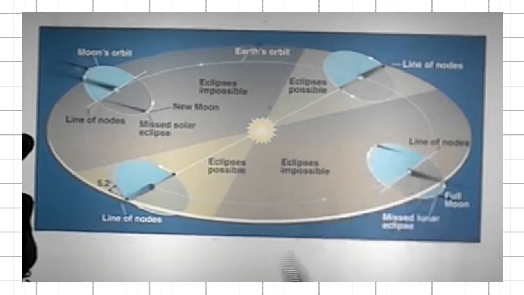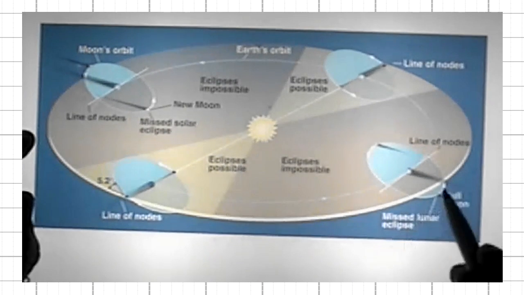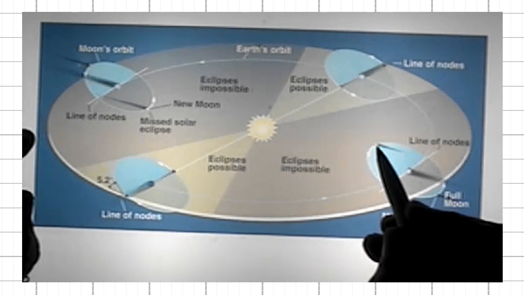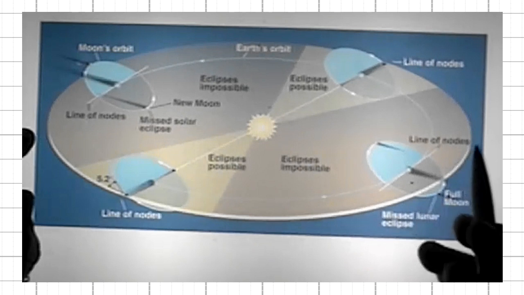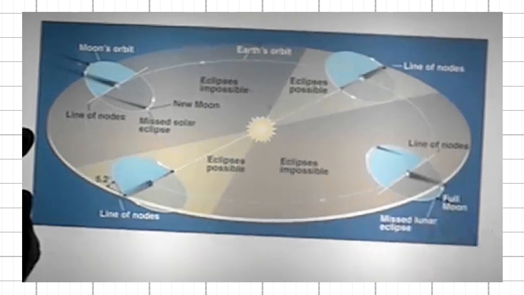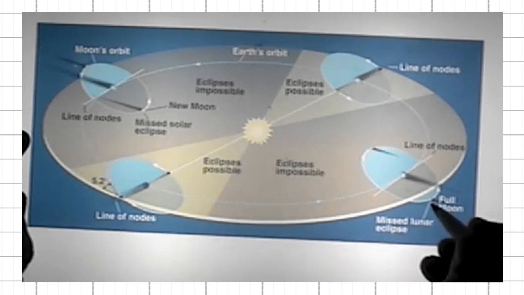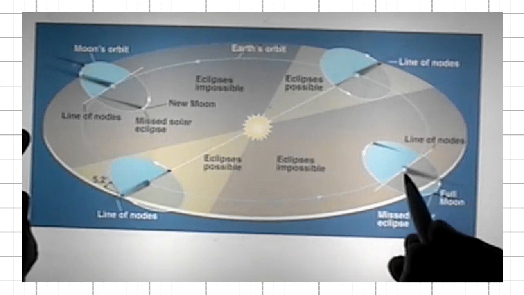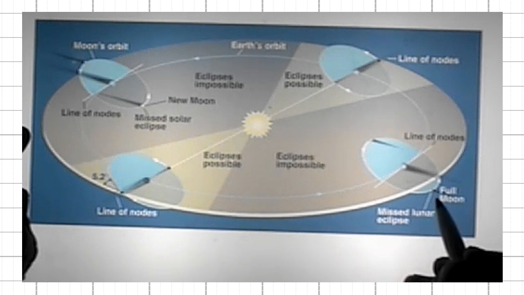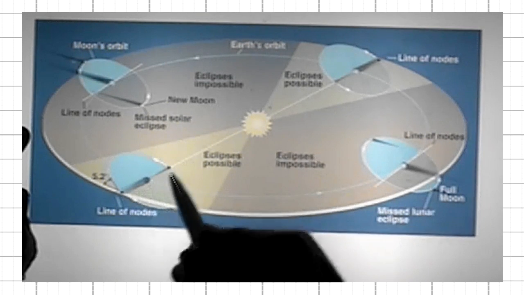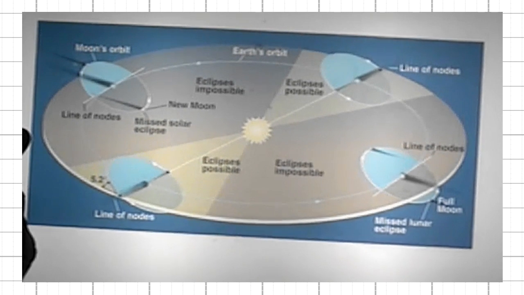The same is the situation here. The line of nodes is not pointing towards the sun. So again, when the moon is new, that is when it is between the sun and the Earth, its shadow misses the Earth. Okay? So it's not possible to get the solar eclipse. Also, when the moon is full, the Earth's shadow misses the moon, and therefore we cannot have the lunar eclipse. But when the line of nodes points to the sun, then we can have the eclipses.